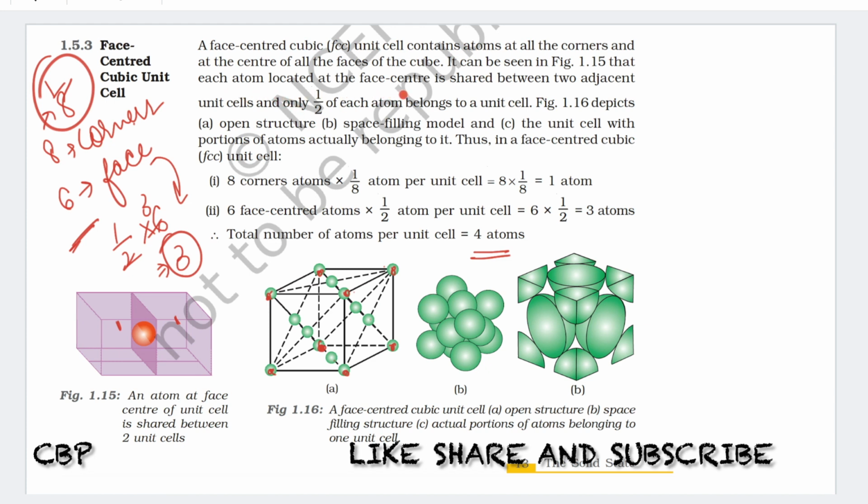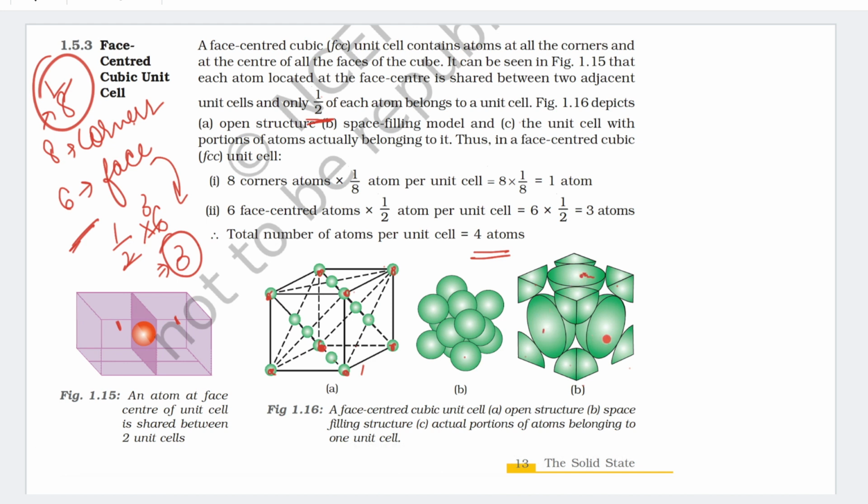Each atom located at the face center is shared between 2 adjacent unit cells, and only 1 by 2 of each atom belongs to a unit cell, okay. Means the contribution is only 1 by 2. And figure 1.16 depicts this. This is the open structure, this one is the space filling model, and the third one is the actual positions of the atoms, okay. Now these are the face centered atoms, and these are the corner atoms.